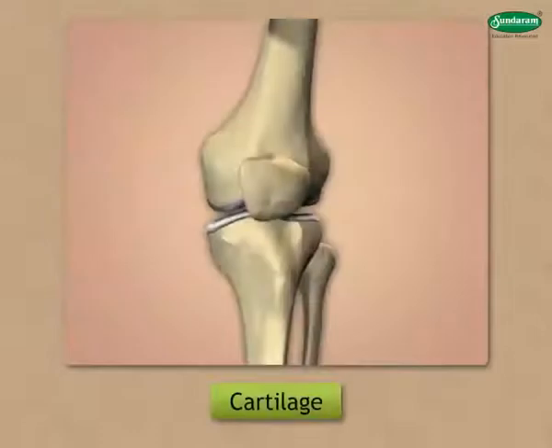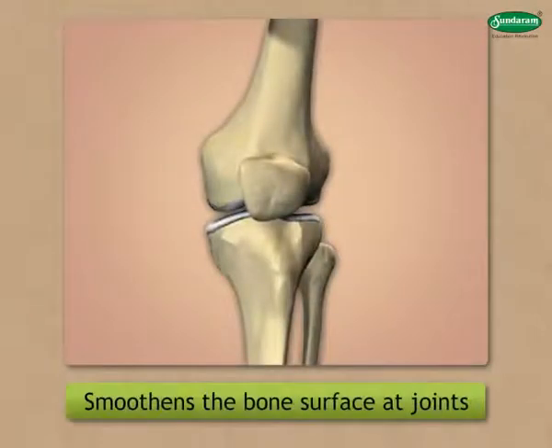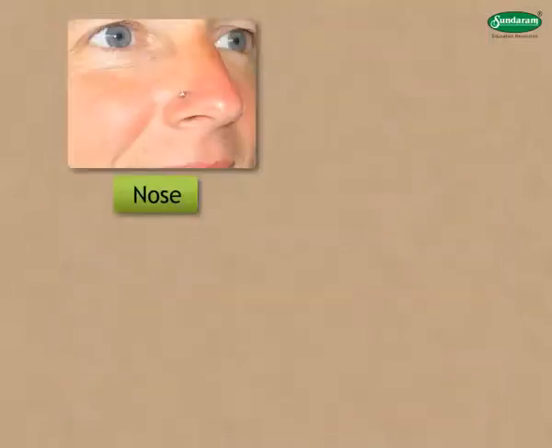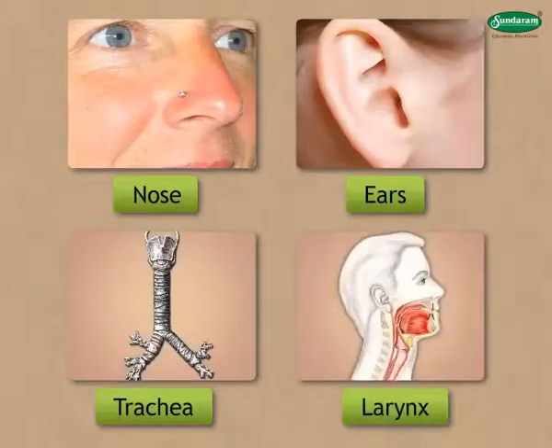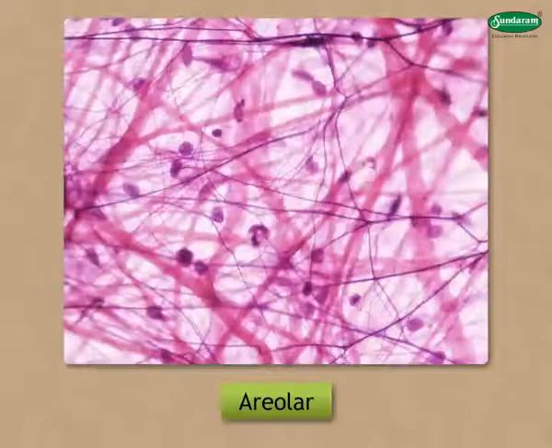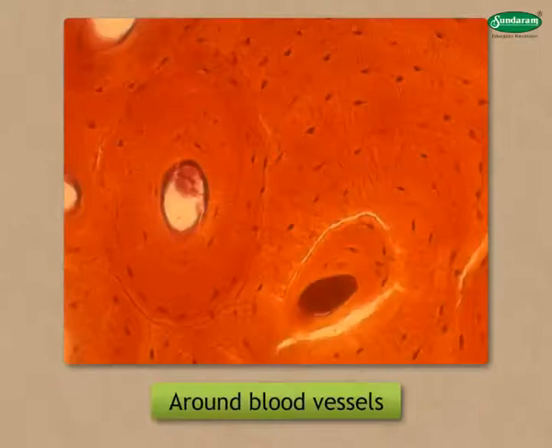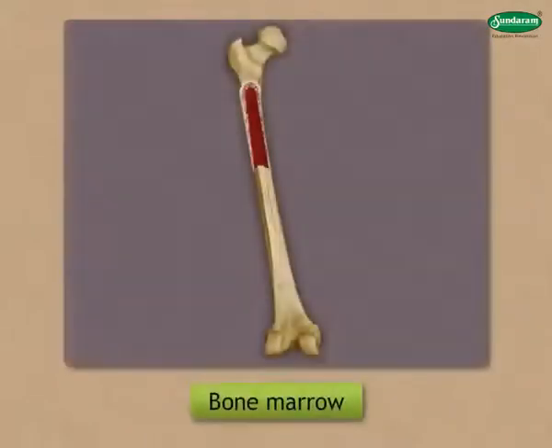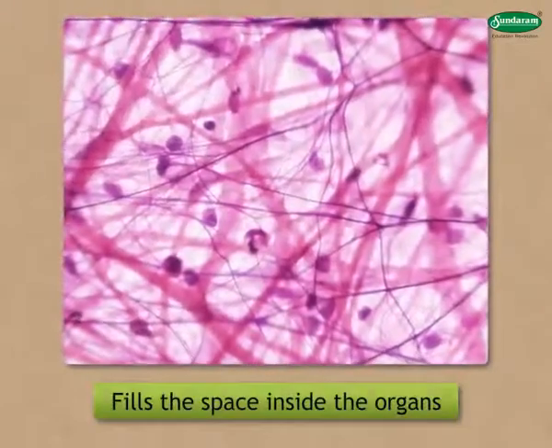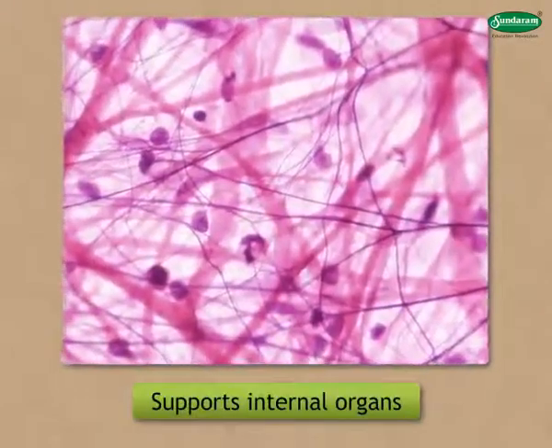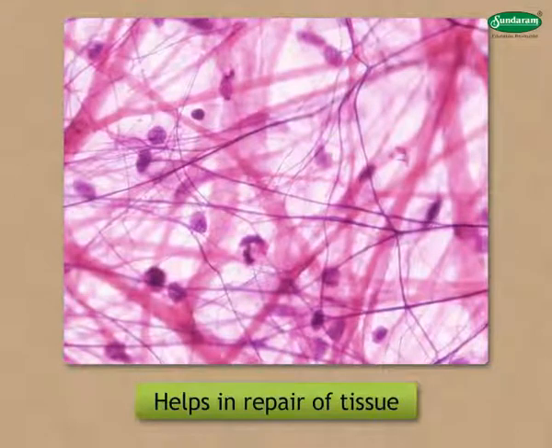5. Cartilage. Its cells are widely spaced. Cartilage smoothens the bone surface at joints. It is also present in the nose, ears, trachea, and larynx. 6. Areolar tissue. It is found between skin and muscles, around blood vessels, nerves, and in the bone marrow. It fills the space inside the organs, supports internal organs, and helps in repair of tissue.